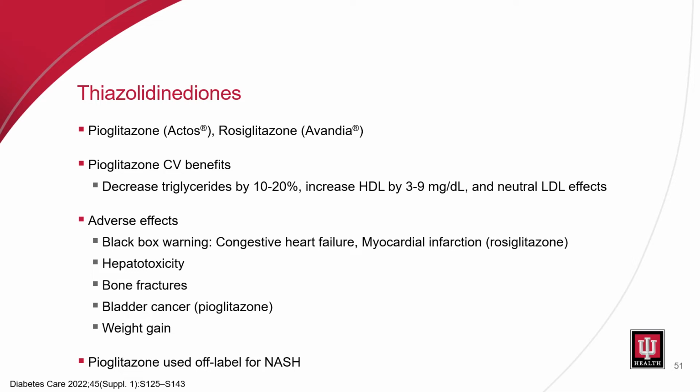Adverse effects include a black box warning for congestive heart failure for both agents, and myocardial infarction, specifically for rosiglitazone based on the DREAM study. We believe that the congestive heart failure black box warning comes mainly from the increased edema that we see with these agents. The TZDs can also cause hepatotoxicity, so it's important to check your patient's LFTs at baseline and discontinue the medication if the LFTs ever rise greater than 3 times the upper limit of normal. We see some increased incidence of bone fractures, as well as bladder cancer with pioglitazone, and weight gain. Pioglitazone can also be used off-label for NASH.